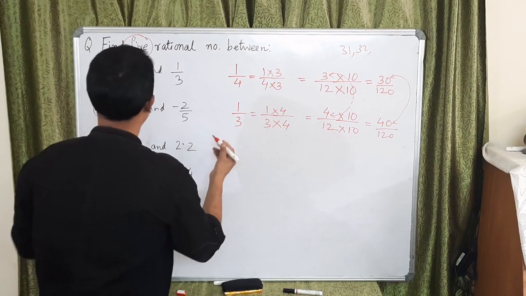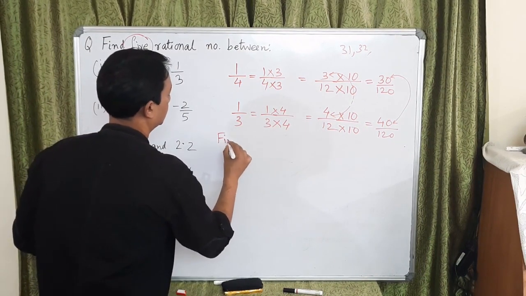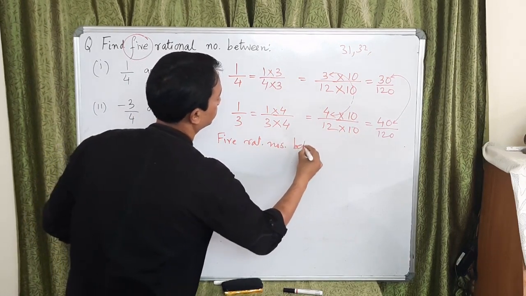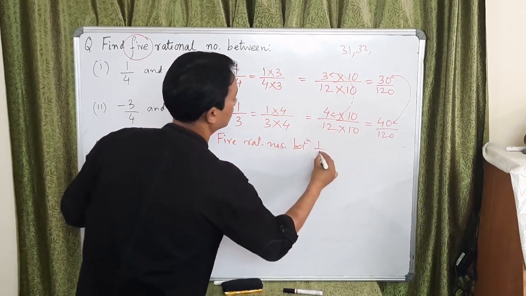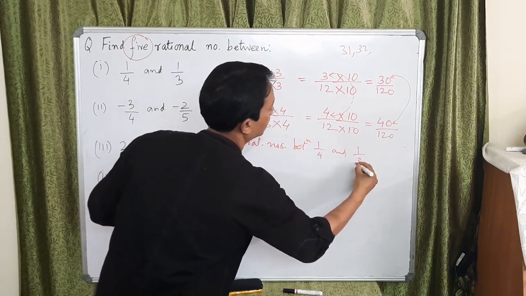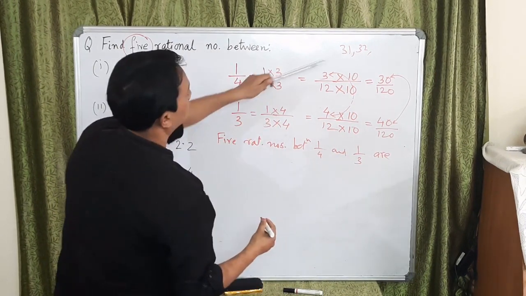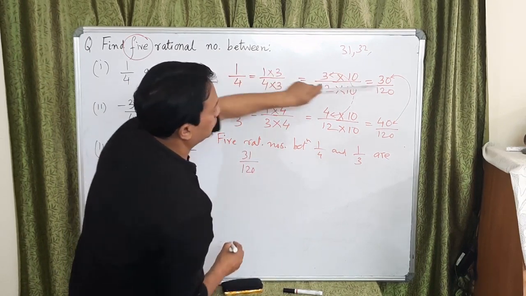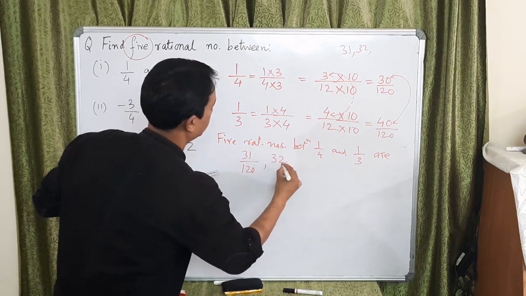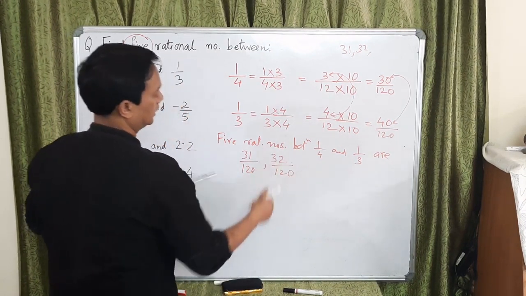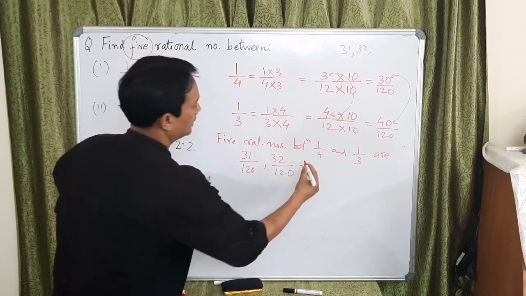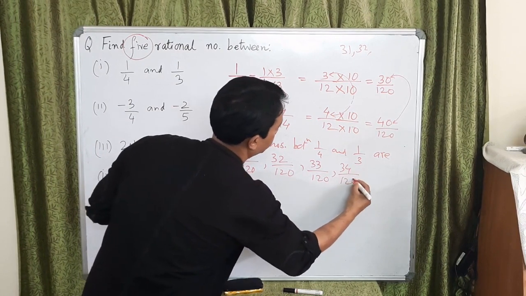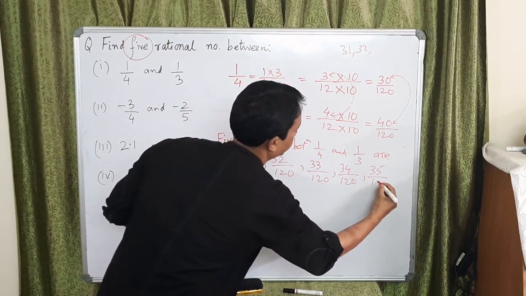Okay, since we have to find only 5, we can just write like this: 5 rational numbers between 1 by 4 and 1 by 3 are, you can write any number you like. 31 by 120. You have to keep this denominator. Then the second, 32 by 120. You can make it into its lowest term or leave it like that. Then 33 by 120, 34 by 120, 35 by 120.